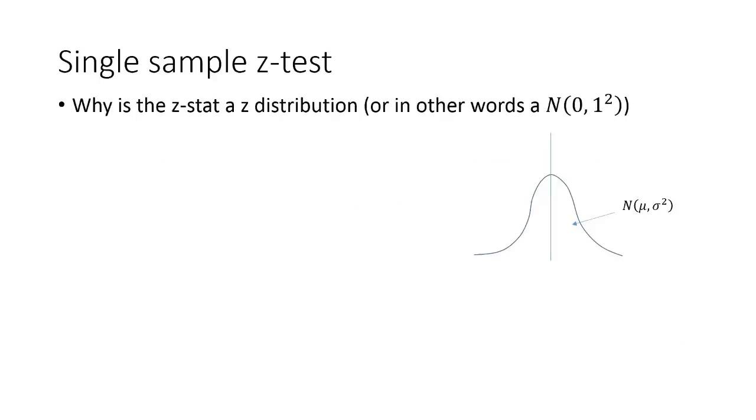Okay, so at the start you had this distribution, right? So this distribution is the population distribution. So this is the population.